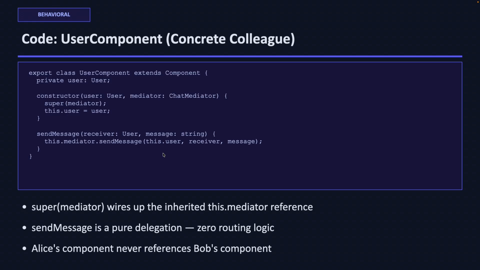Looking at the code for the user component, it's super short. It extends the component. It stores a user, and it has a send message method. It delegates straight to the mediator. This is the pattern's core discipline in the code. It has zero routing logic. It has zero knowledge of its colleagues. If you had 100 users, every single user component instance would look just like this. The complexity will scale in the chat room, not within each one of these users. And that's the architectural win that this pattern delivers.